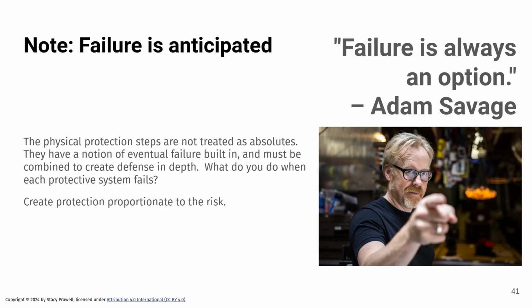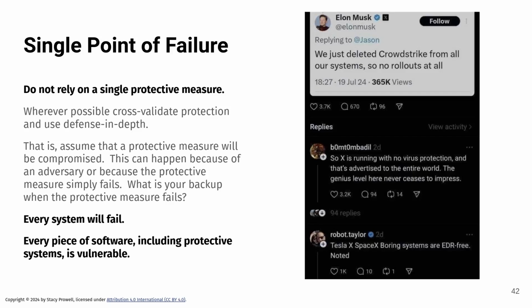So there you go. Create your protections proportionate to the risk that's involved. Don't have a single point of failure. Don't rely on a single protective measure. Whenever possible, you want to cross-validate your protection and use defense in depth. What I mean by all that? Assume a protective measure will be compromised, whatever that might be. So assume, for example, that the alarm system that you put in can be bypassed. All right, what if it is?